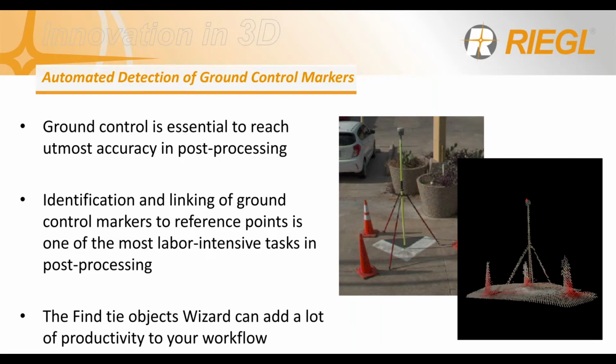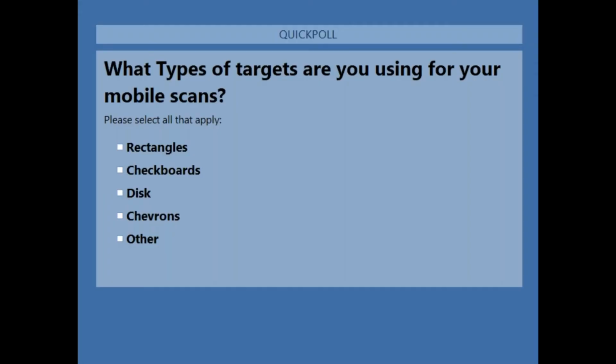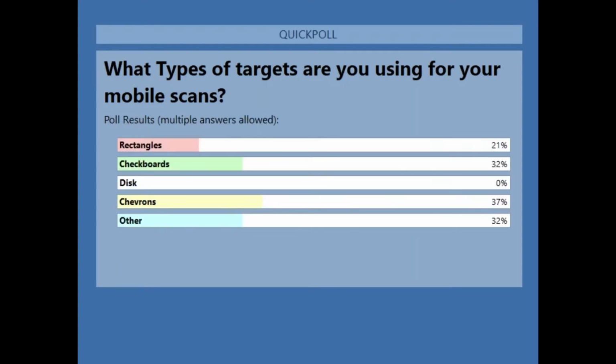Real quick, we're going to start off with a quick poll. I'm going to launch it for everyone. It's going over what targets you are currently using for your mobile scans. I'll leave that up real quick. If we look at our results, it looks like most people are using either checkerboards or chevrons. I see that quite a bit. A couple people are using rectangles and some people are using others. If you are using another kind of target, if you wouldn't mind putting that in the chat, I'm curious what you are using out there.